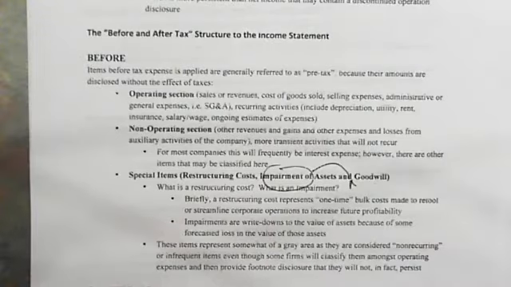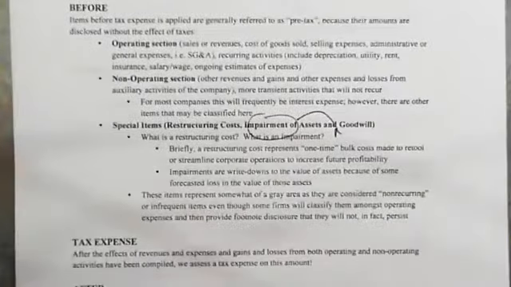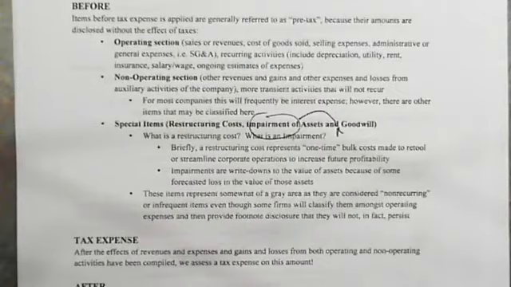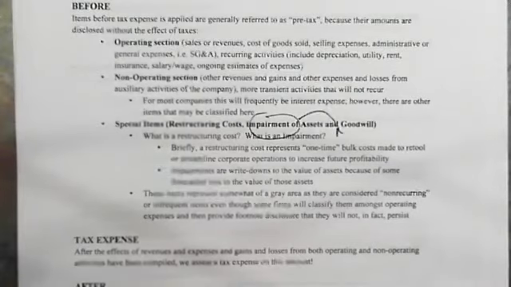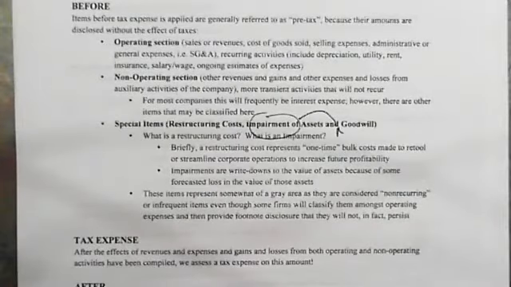So if you need a real-life example, what Sports Authority is doing right now by closing down a lot of its stores would be considered a restructuring cost. They're getting rid of items at a discount. They are probably cutting a lot of their employees and giving them severance. And those costs would represent a restructuring cost.